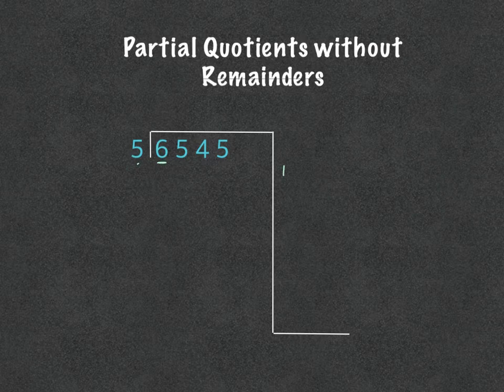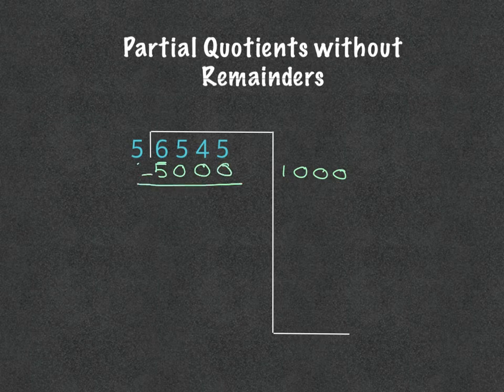5 times 1,000 equals 5,000. So I'm going to put my 1,000 over here. So 5 times 1,000 would be 5,000, right? Everyone agree on that, right? So now we're going to put this 5,000 here, and we're going to subtract to see what we have left to figure out, okay?